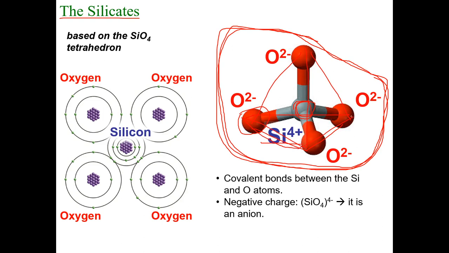It's a tetrahedron, and it has a net charge. You'll notice if we got a +4 here, then we have 4 times -2, so it gives a net charge of -4. So it is an anion, and it is going to be the building block. So it's going to combine with other cations, other atoms to form minerals. Okay, it's a very important molecule though, so you must know it.